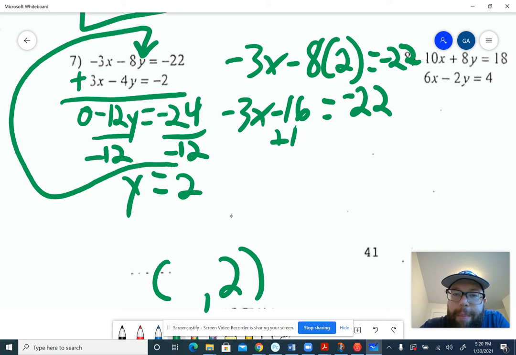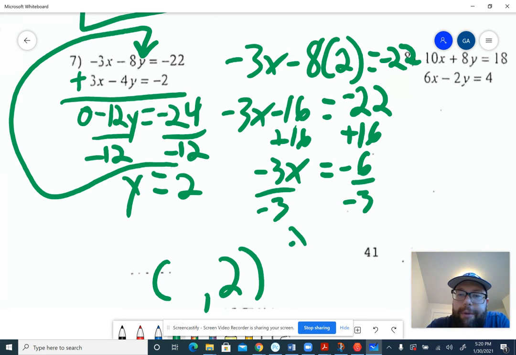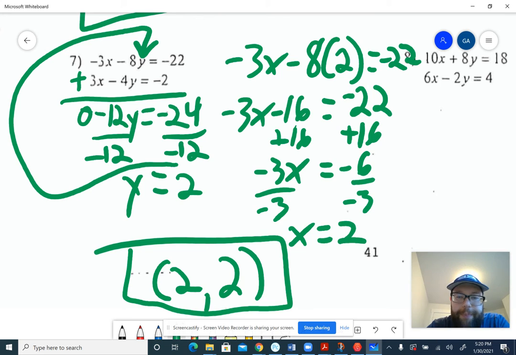So that's two-step, I'm going to add 16. Gives me negative 3x is equal to negative 6, divided by negative 3. And then we're going to get x is equal to 2. So 2 would be my solution there. So 2, 2 would be the final answer. Not too tough, right? Let's do one more.